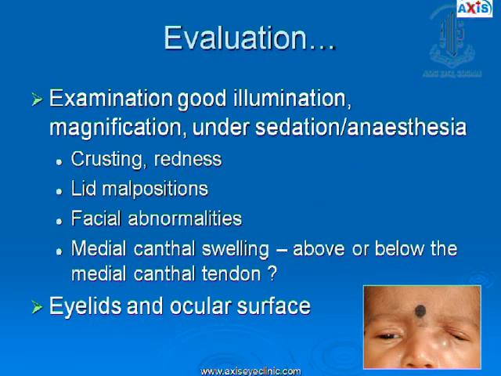So once we've taken a good history, we would like to examine the child, preferably under good illumination, under good magnification, and many times if possible we would like to do it under sedation or anesthesia. So in the eyelids you would like to look for crusting and redness. Look for any lid malpositions. So are the puncta in the normal position, normal location? Are they actually open? Are they closed?